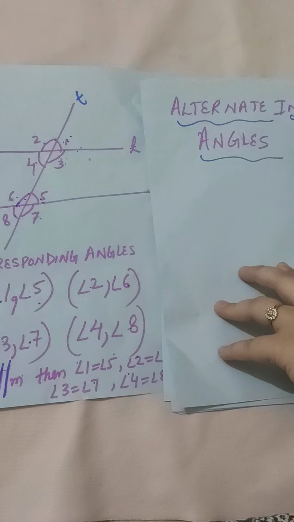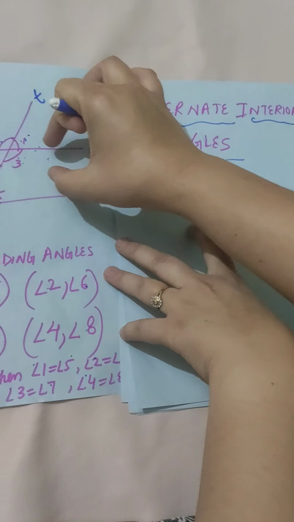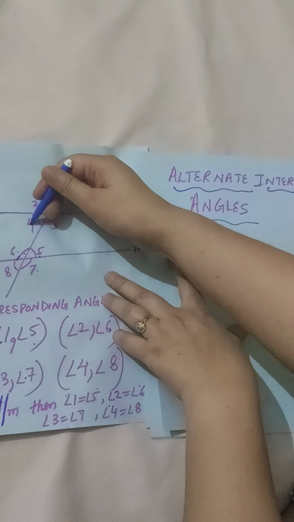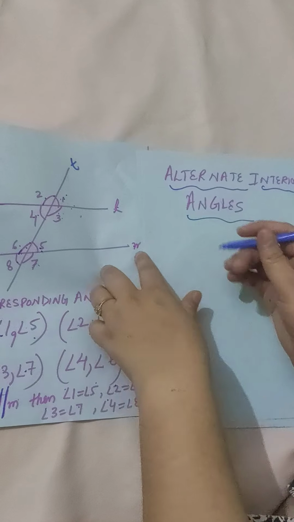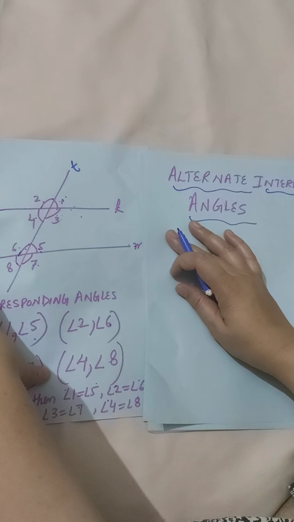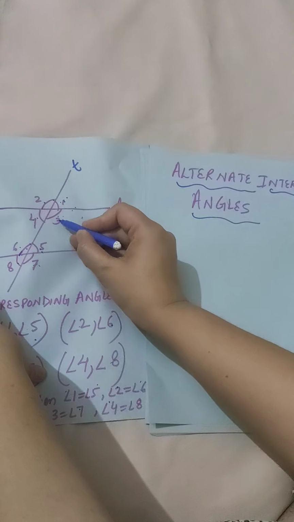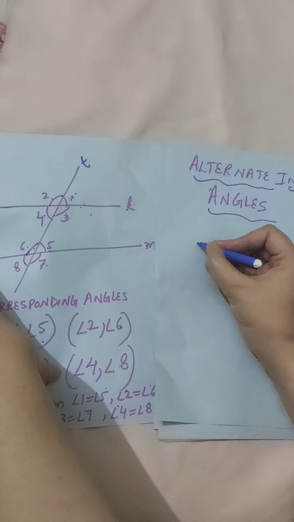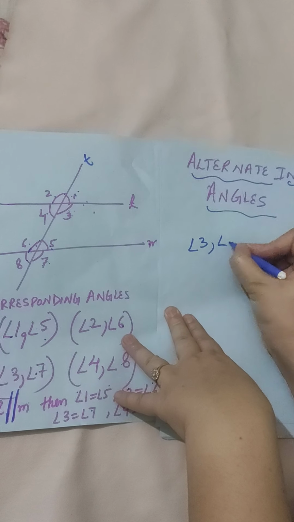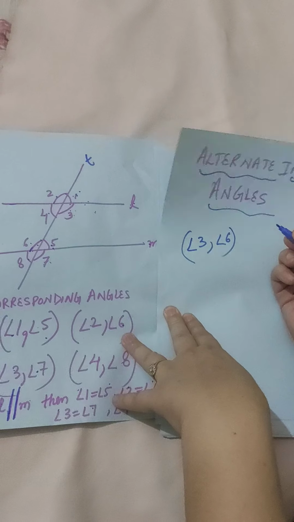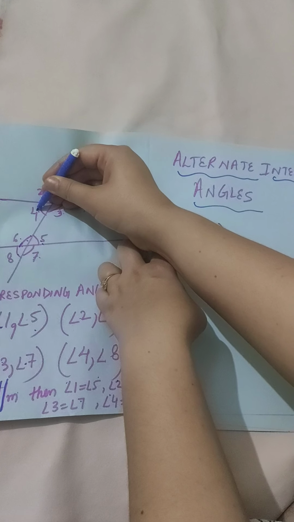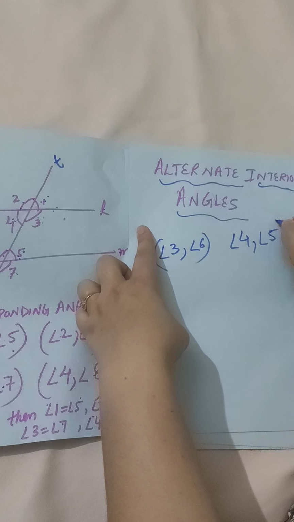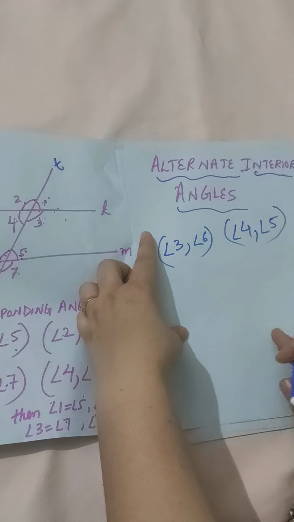Now it is alternate interior angles. Interior means which are inside L and M. Inside L and M there are 4 angles: 4, 3, 6 and 5. There are only 4 angles which are inside the lines. So alternate interior will be this side: right side is 3 and left side is 6. So angle 3 and angle 6 are one pair. Similarly angle 4 and angle 5. So these are alternate interior angles.